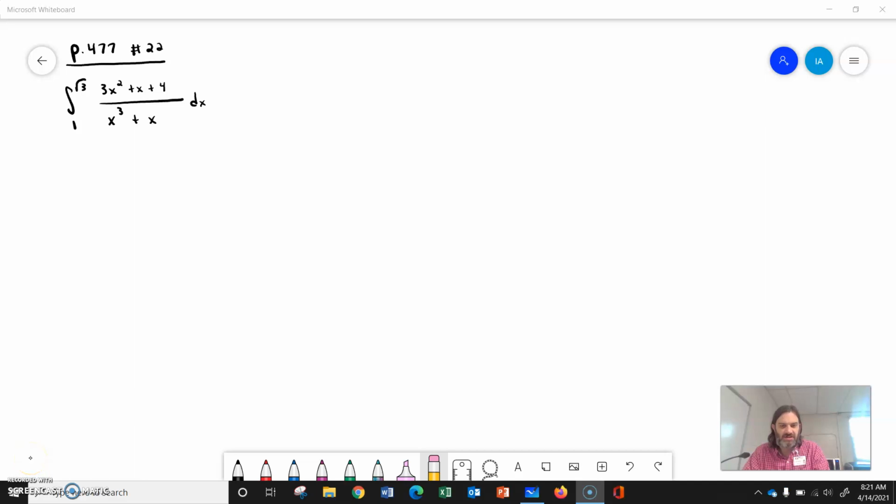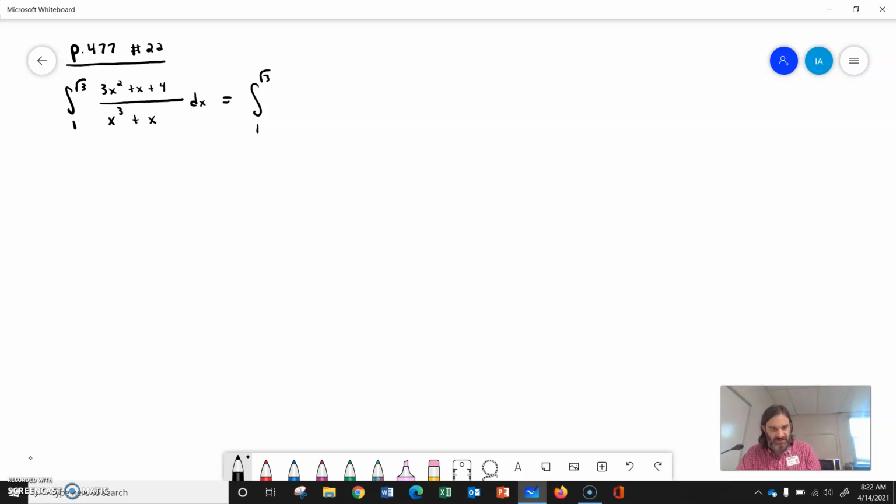We're going to do an integration problem with partial fractions. The one we have here is the integral from 1 to square root of 3, and the fraction is numerator 3x squared plus x plus 4, denominator x cubed plus x. And we're going to integrate that all in terms of x. Our first step would be to break down this denominator as much as we can.